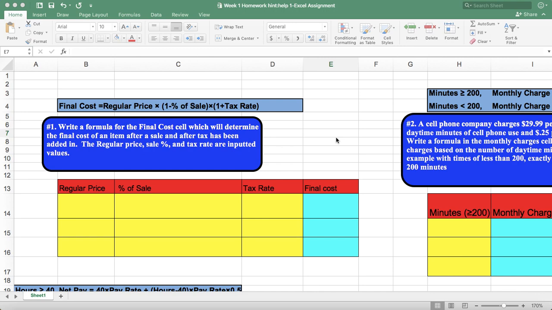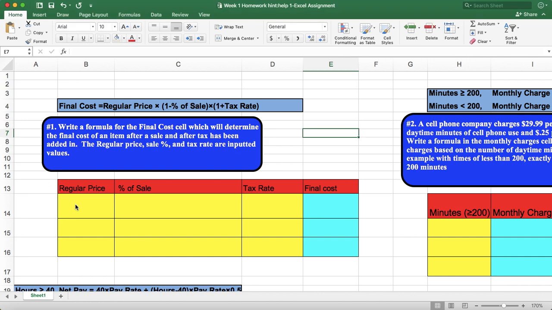Hello, I am going to give you some instructions on the week 1 Excel assignment. Let's go to problem one. This problem is very familiar from real life. You need to develop a formula to calculate the final cost of an item after discount and after tax.